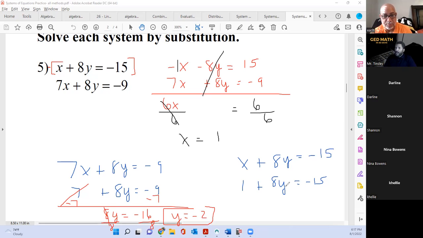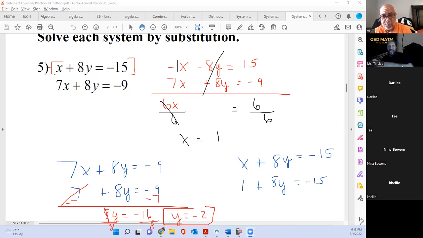Okay, so now I got my second equation. I got 1 plus 8y equals negative 15. In order to get the y by itself, what term should I get rid of first? Not the 8y. Remember, if you're trying to solve for y, you don't want to get rid of 8y, right? So when you look at an equation, if you're trying to get a variable by itself, you're looking at the other term that does not contain the variable.